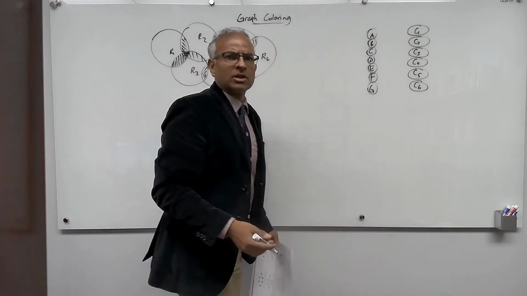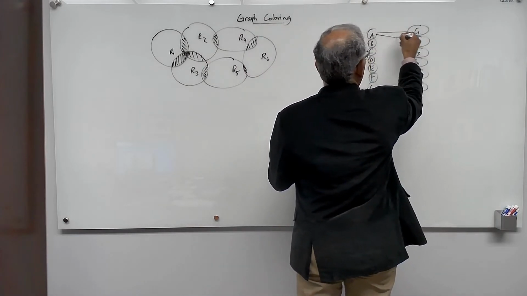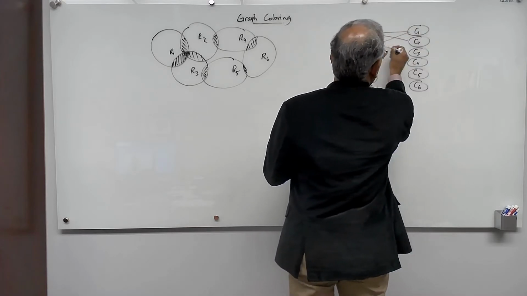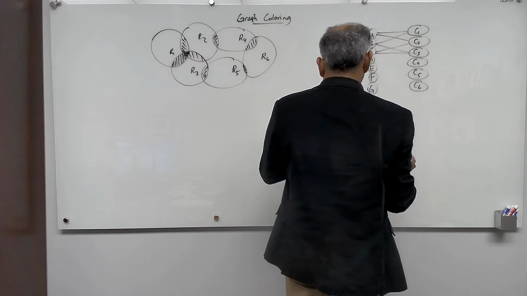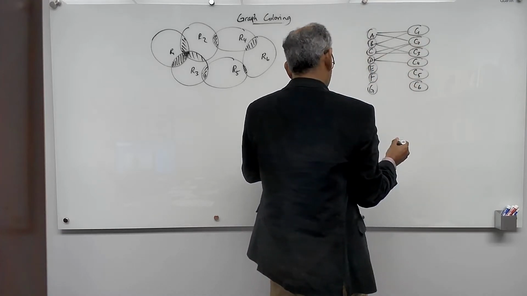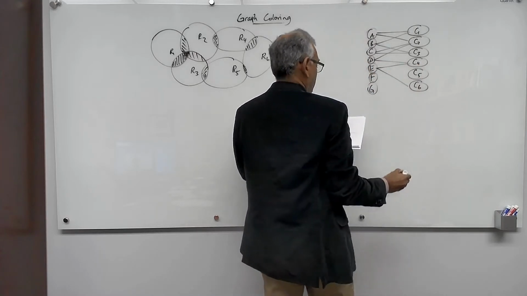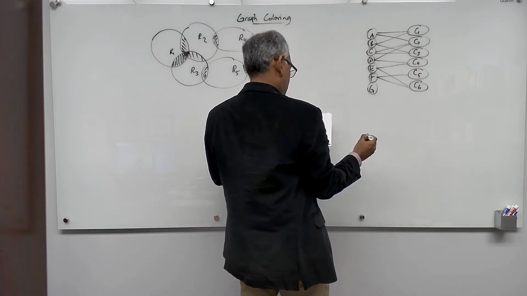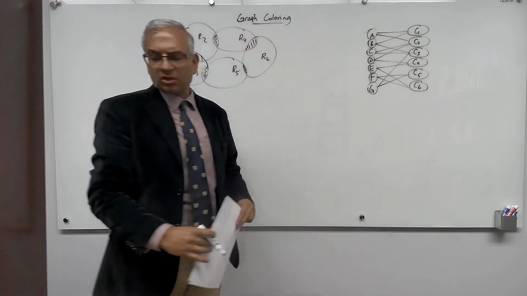I'm going to tell you who's taking what courses by providing the links from the people to the courses. Alice is taking course 1 and course 2. Bob is taking course 1 and course 3. Charlie is taking course 2 and course 3. David is taking course 2 and course 4. Erin is taking course 4 and course 6. Fiona is taking 5 and 6. And Gavin is taking 3 and 5. Okay, so now what's going on here?